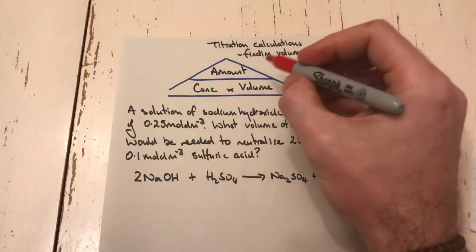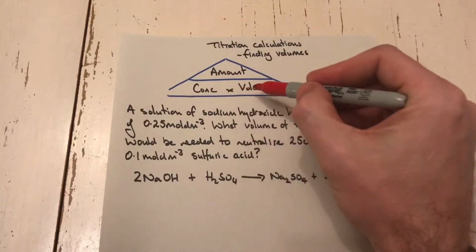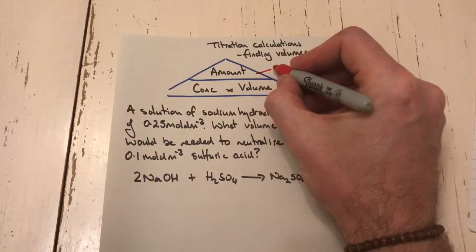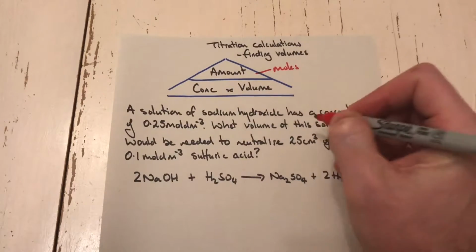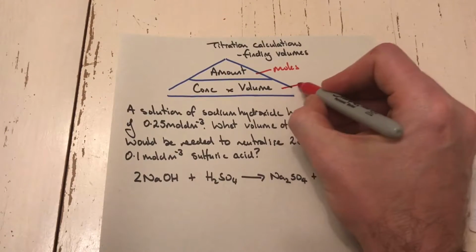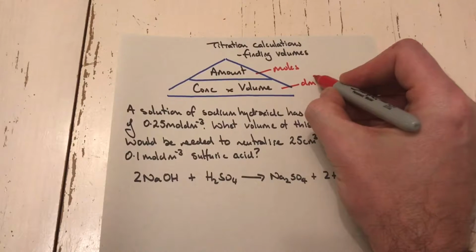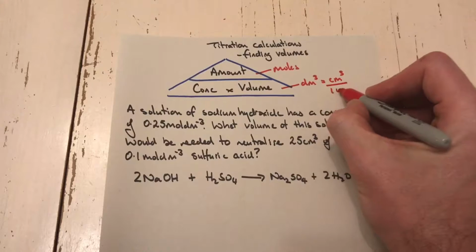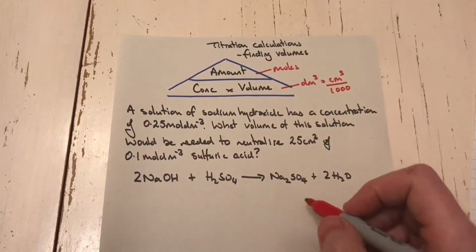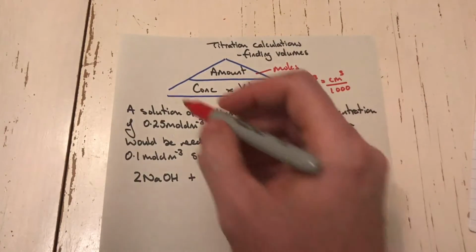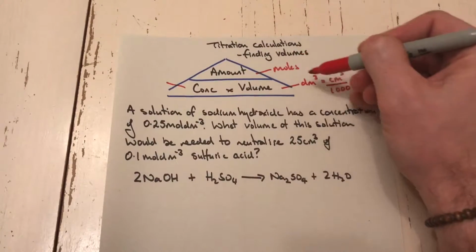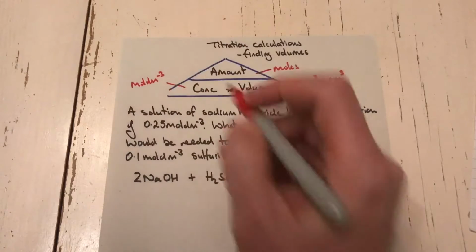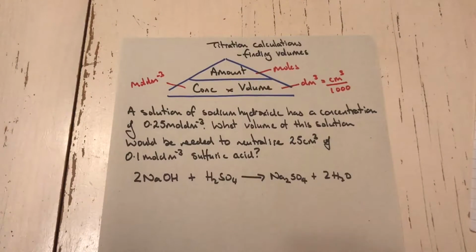Just a reminder, using the triangle of amount, concentration and volume, a chicken vindaloo, is how to remember it. The amount is measured in moles, the volume has to be measured in decimeters cubed, and they will give you volumes in centimeters cubed, so we have to divide by 1,000 to convert centimeters cubed to decimeters cubed. And because this is moles per decimeter cubed, that is the unit for the concentration.